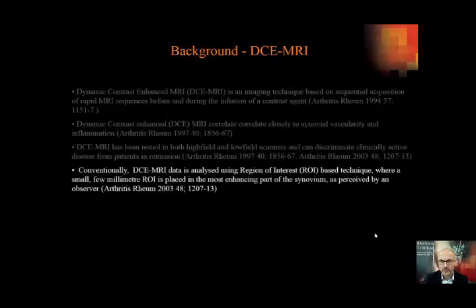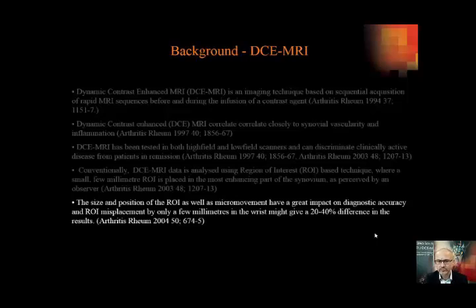The problem with the old way of doing it in the 1990s and beginning of the zeros was that it was analyzed using a region of interest, where a small, up to a few millimeters, region of interest was placed in the most enhancing part of the synovium, which was chosen by eyeballing the data, or making, as I've showed you before, the small film, and then placing the ROI. But the problem with that approach was that just moving the ROI a little bit or redoing the ROI gave up to 50% of difference in results, which was not clinically useful and also poses some problems in clinical trials.